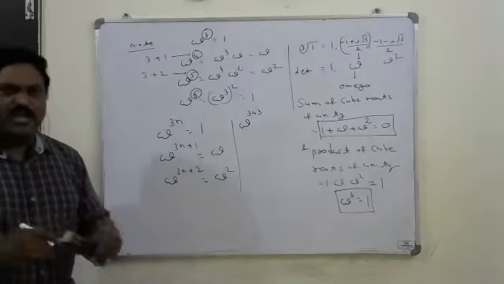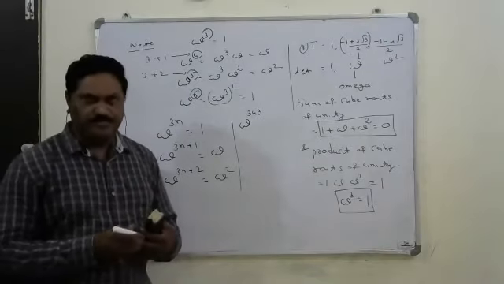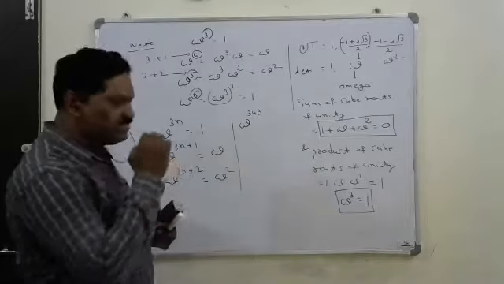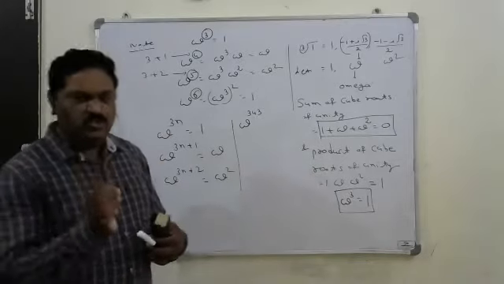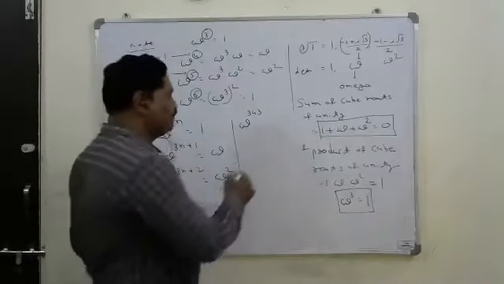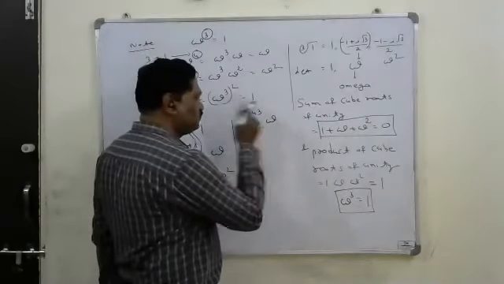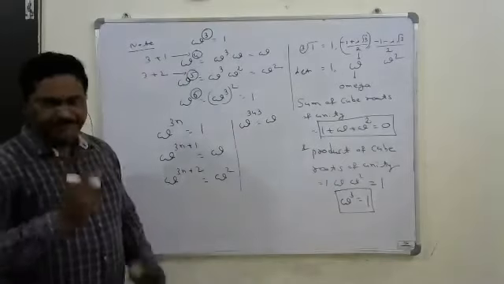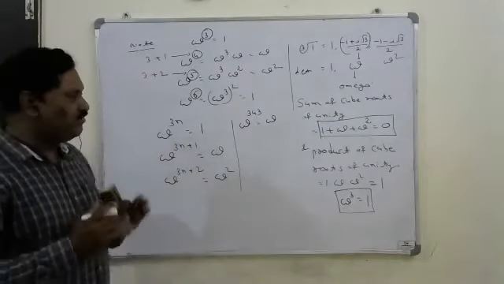I want to find the value of omega power 343. To find it, here the power is 343. Nearest to 343, tell me what is the number which is a multiple of 3? 7 cube is 343.